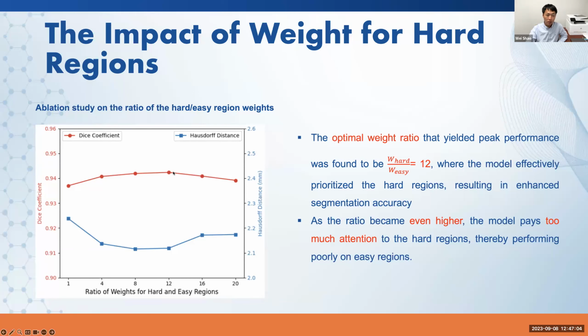If you continue increasing the weights for the hard to segment regions, the performance will drop because the model is paying too much attention to those hard to segment regions, and therefore its performance in those easy to segment regions may get poorer. Yeah, so our conclusion is that we found an appropriate weight of 12 gives you the best results.